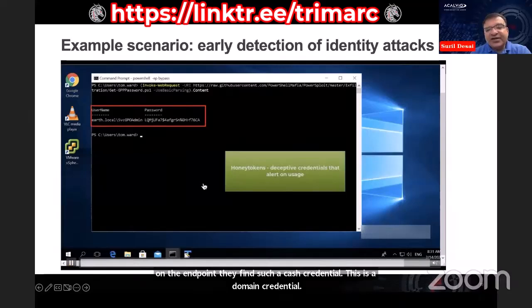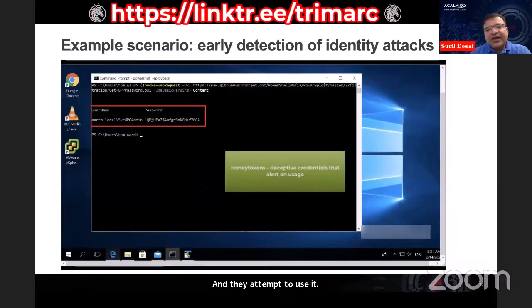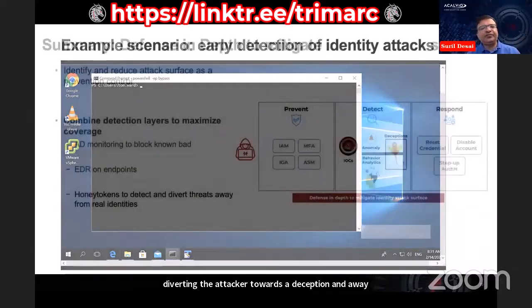What the attacker doesn't realize is that this is a honey token, which means that at this point itself, you could detect the threat, even much before the attacker actually went and targeted Active Directory and did some damage. You could detect it very early in the offensive sequence and then cut off the response. You're also diverting the attacker towards a deception and away from the real, so the attacker will never complete their mission.